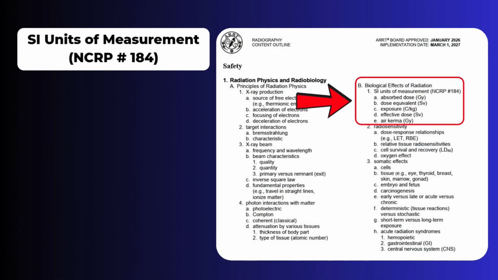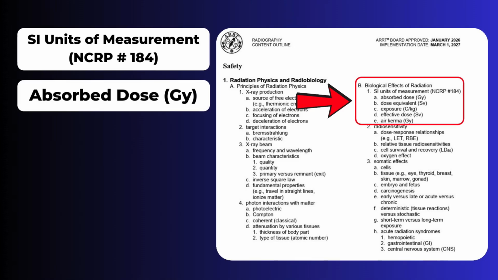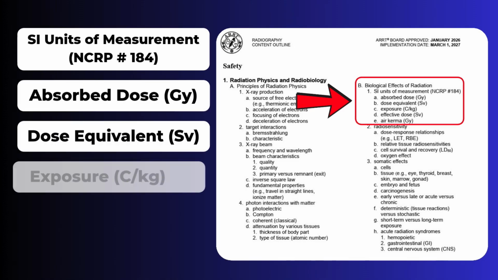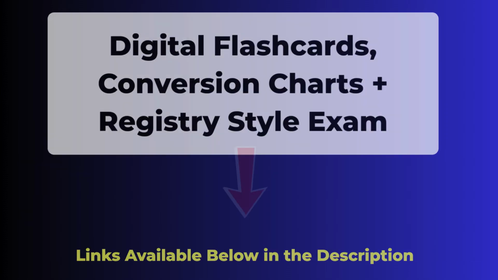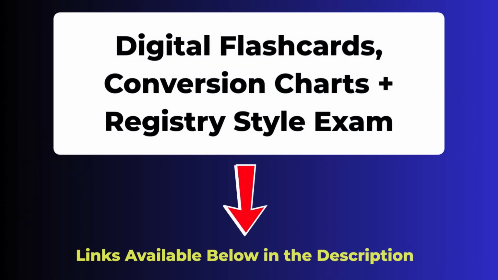Today, we're going to cover the SI units of measurement as they relate to the biological effects of radiation. More specifically, we're going to discuss absorbed dose, dose equivalent, exposure, effective dose, and KERMA. As always, the concepts you need to remember are below this video, along with all the conversion charts and a registry-style exam based on everything we'll be discussing today.